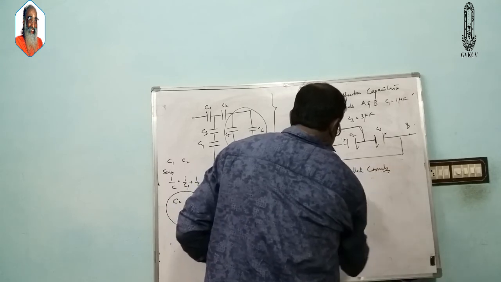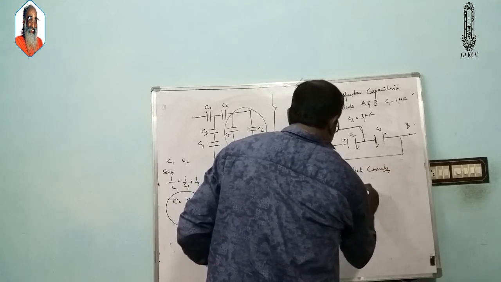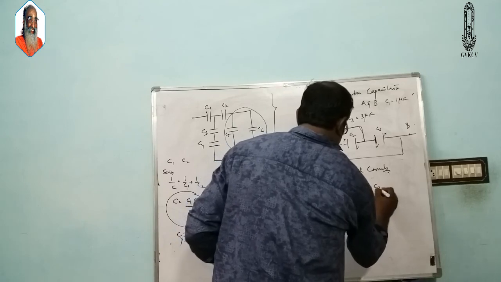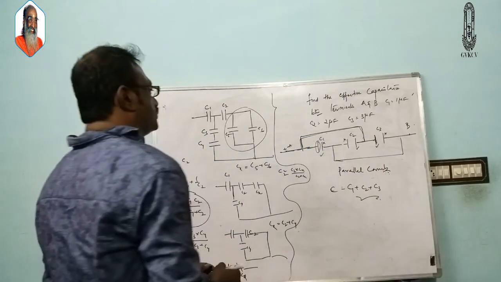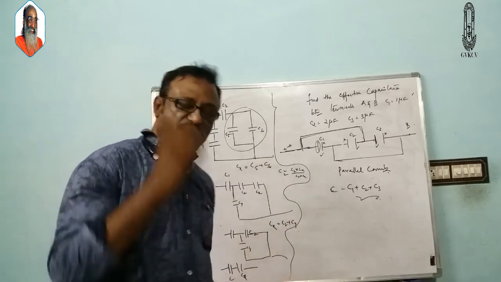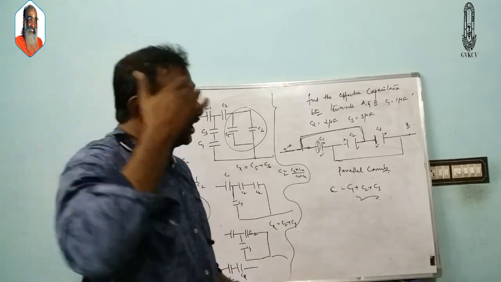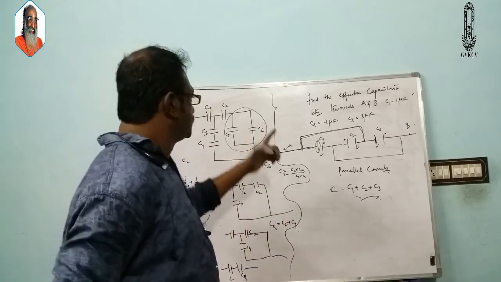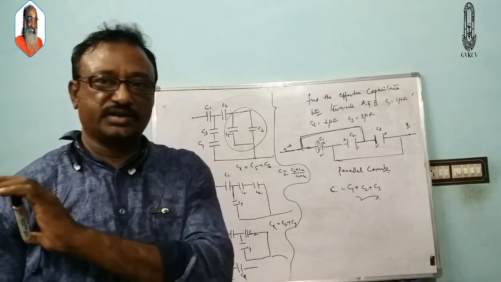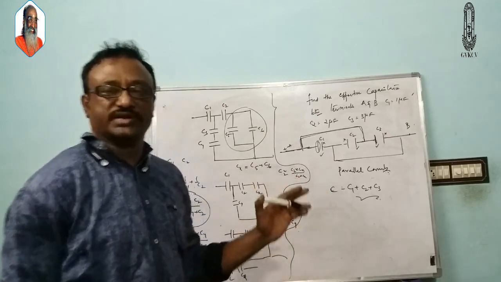So what will be your answer? C is equal to C1 plus C2 plus C3. So even though the problem looks complex, it is very simple if you look with a good mind. So this is the problem and these are the numericals, and that's about this electrostatics chapter.